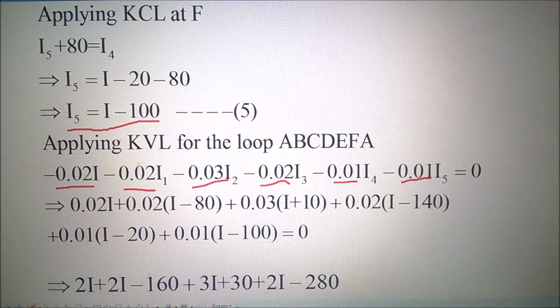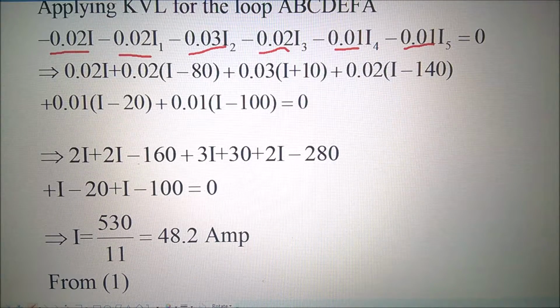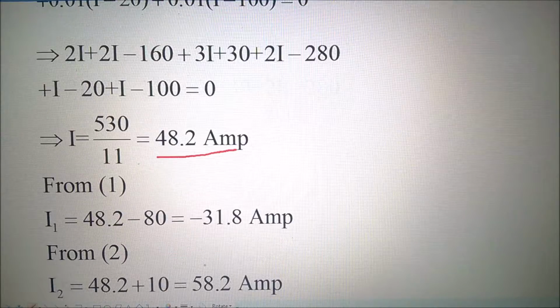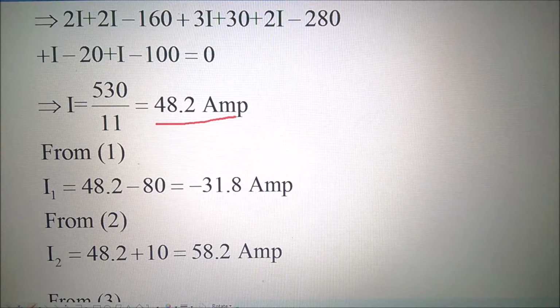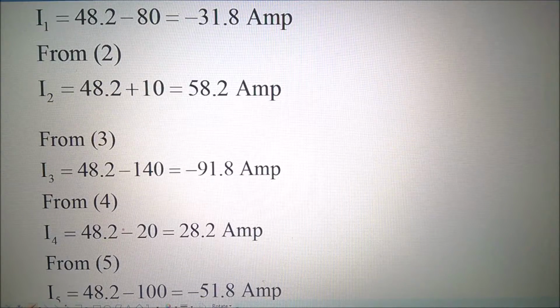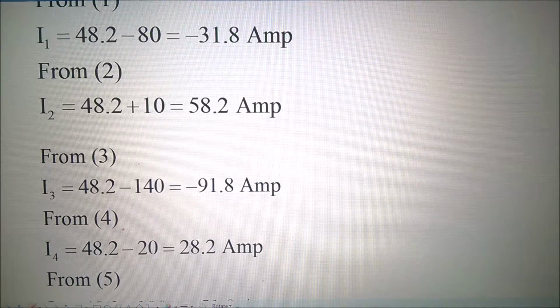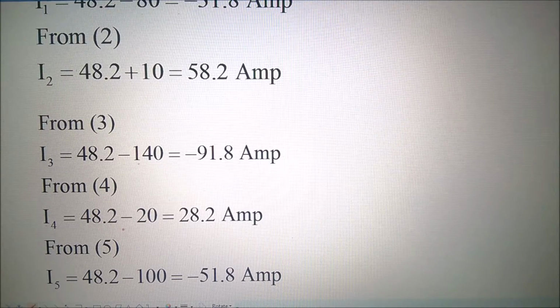And if we simplify that, we'll get the value of I as 48.2 ampere. And then after getting I, we can find all these values I1, I2, I3, I4, and I5 from equations number 1, 2, 3, 4, 5. All these values we can find out.